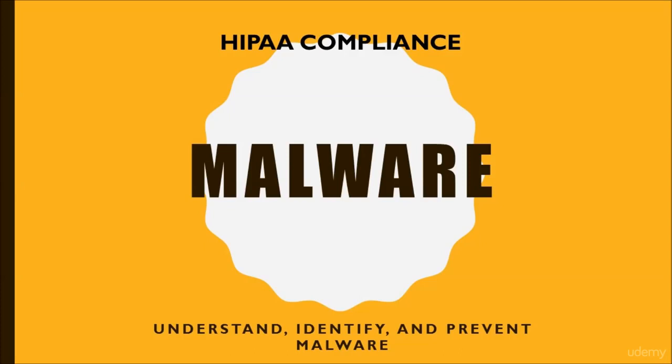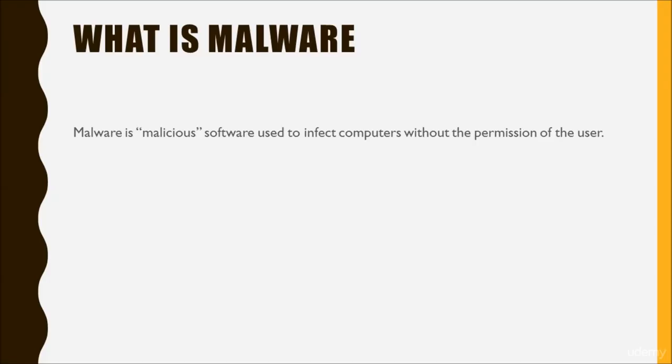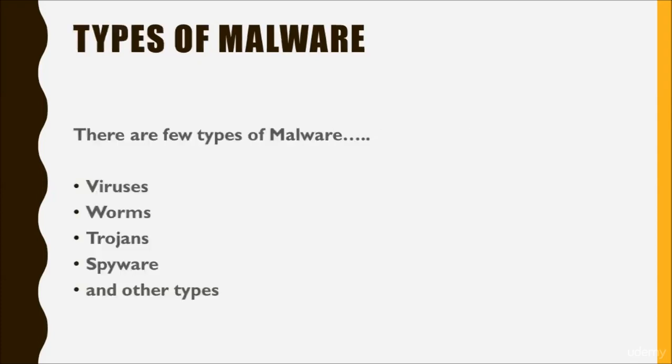HIPAA compliance, malware. Understand, identify, and prevent. What is malware? Malware is malicious software used to infect computers without the permission of the user. Types of malware? There are a few types of malware: viruses, worms, trojans, spyware, and other types.